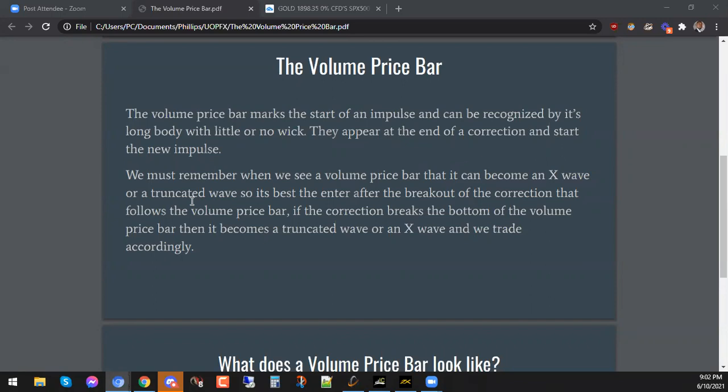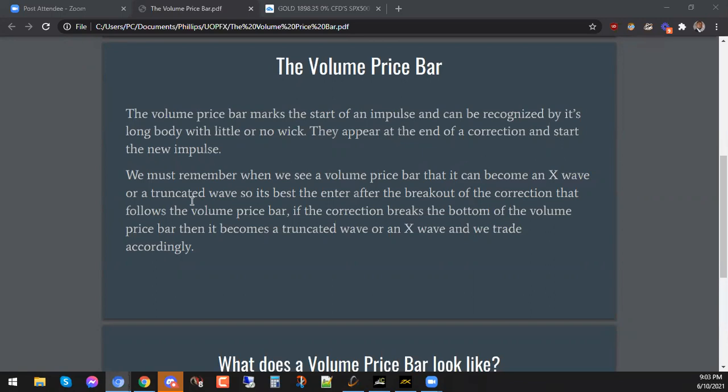How many of you know what an impulse is or what a correction is? Just send me a yes. All right, I see some coming in. Okay, so some of you know what an impulse is, some of you know what a correction is. Wonderful. So that will make it a lot easier for you to identify a volume price bar.